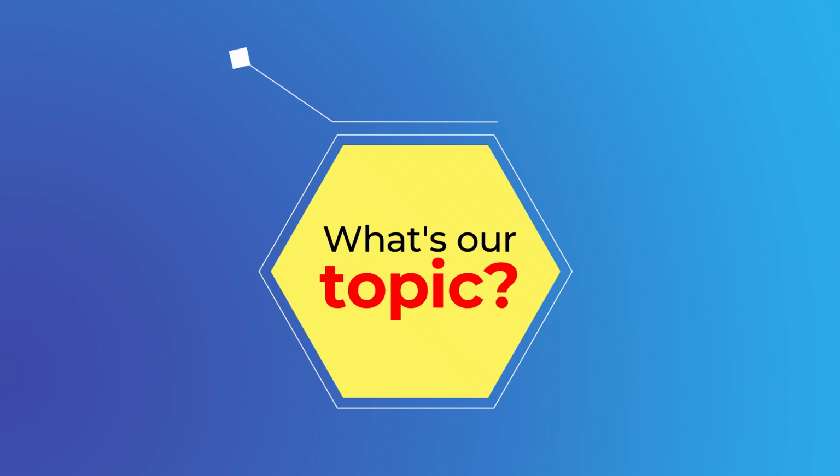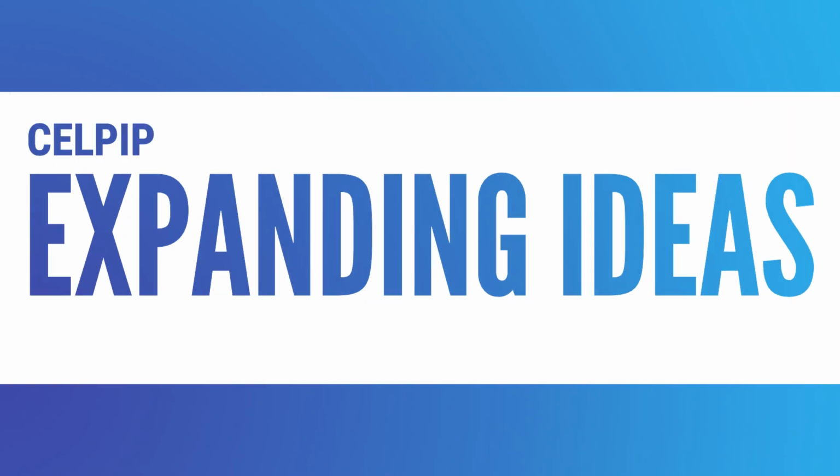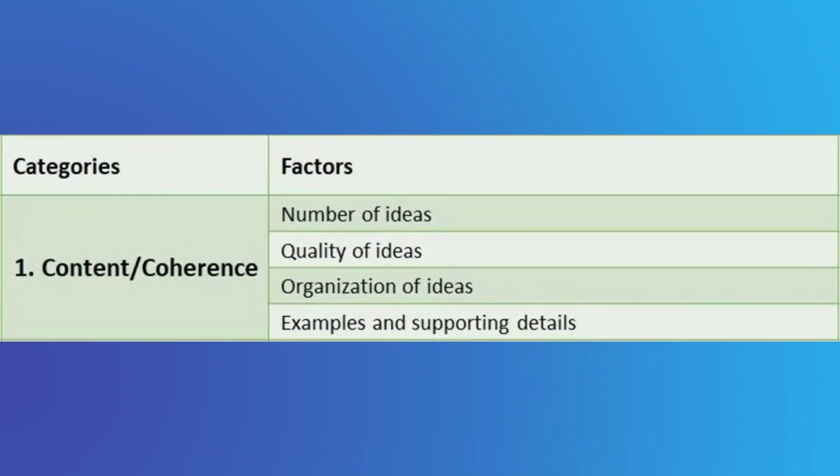Now, what are we discussing in this video? It is something that is often overlooked by test takers, even though this is extremely important. It can easily raise your score when done right, or lower your score if you don't pay attention to it. I'm talking about expanding your ideas. If you look at the CELPIP scoring criteria here, you can see that there are 4 factors that determine your content coherence score, which are the number of ideas, quality of ideas, organization of ideas, examples, and supporting details.